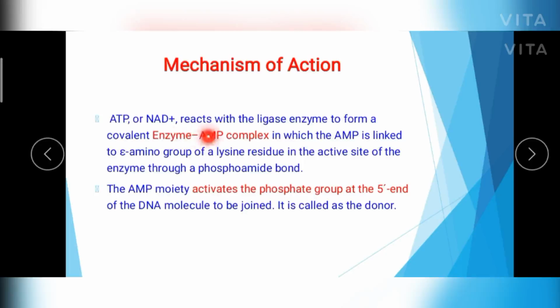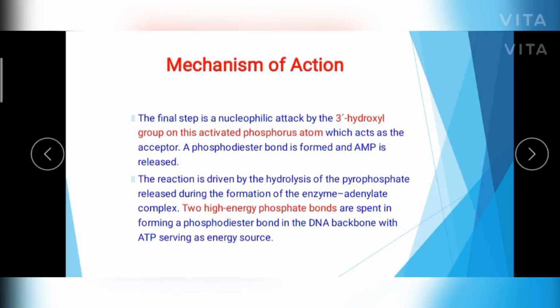That is, the first one is the enzyme-AMP complex formation. The second step is the activation of the phosphate group by the complex, and the third step is the attack of the 3' hydroxyl group on the activated phosphate group with the formation of the phosphodiester bond. At the end, AMP is released. So during the reaction, two high energy phosphate bonds are utilized.